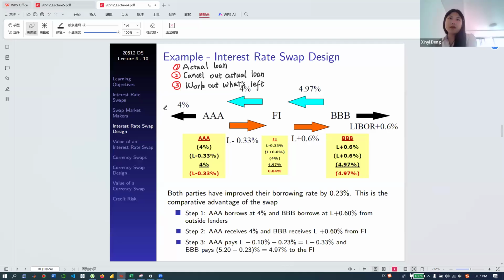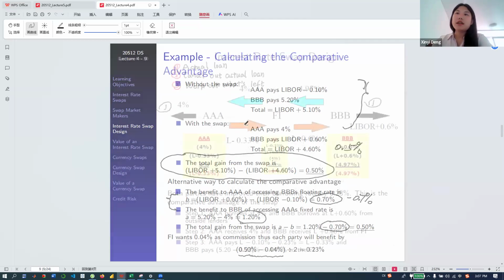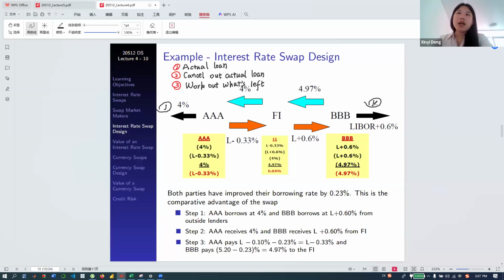So that's the first step here. Those black arrows. Here, the actual borrowing rate for AAA is 4%. Remember that it has the comparative advantage here. So after entering into the swap contract, AAA is borrowing from the market. It has the comparative advantage. So that's 4%. And then for BBB, the first step is again to write out the actual loan rate.